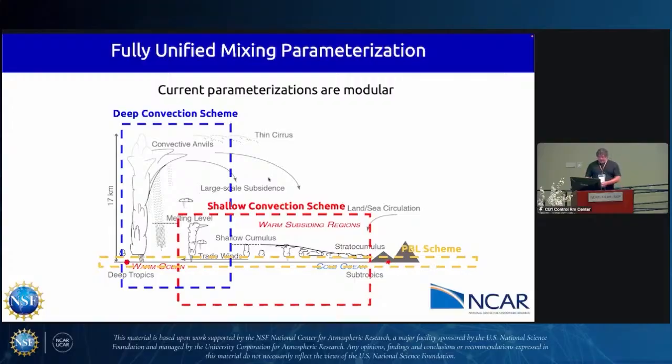And so you'll have your PBL scheme down here in the yellow. That's the wrong button. Down here in the yellow, so that's just doing your PBL mixing, and usually is actually pretty effective at producing stratocumulus clouds. Your shallow convection scheme is going to be doing the shallow cumulus, and your deep convection scheme is going to be doing your deepest convection.